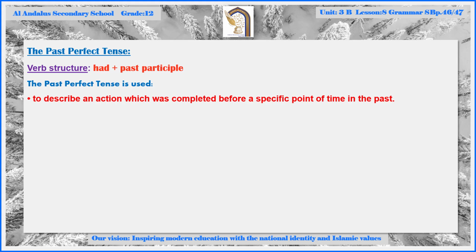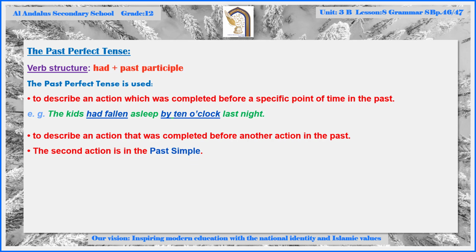Let's check that example. The kids had fallen asleep by 10 o'clock last night. So, I want to say that the kids were fast asleep before 10 o'clock last night. Secondly, the past perfect tense is used to describe an action that was completed before another action in the past. Simply, in this case, we have got two past actions. The action which was completed first must be put in the past perfect tense, and the action which followed must be put in the past simple tense.